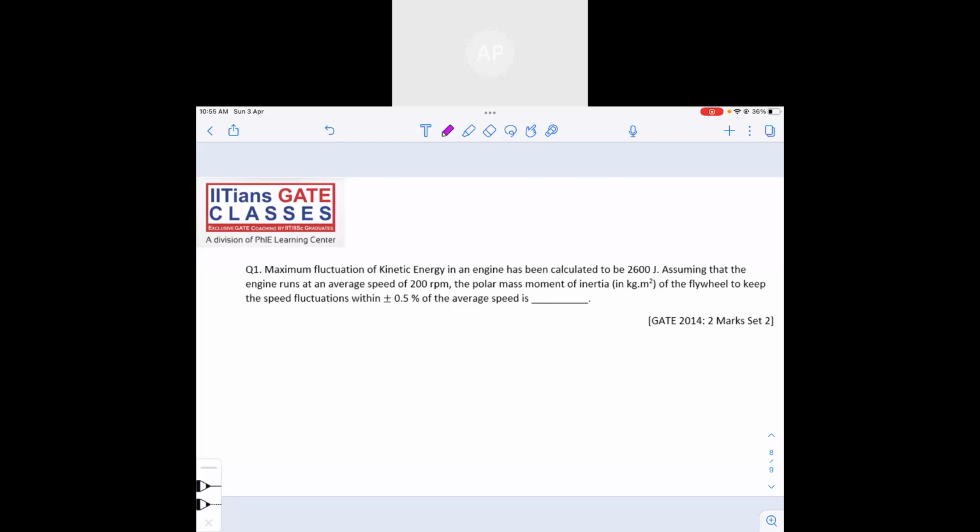Okay, let us see. This is why we are here, right? Maximum fluctuation of kinetic energy in the engine has been calculated to be 2600. So what is given here is delta E max directly. Direct formula based, there is no difficulty in this. Assuming that the engine runs at an average speed. What do I mean by average speed? Average speed is nothing else but RPM. It is given in RPM, so N is given.